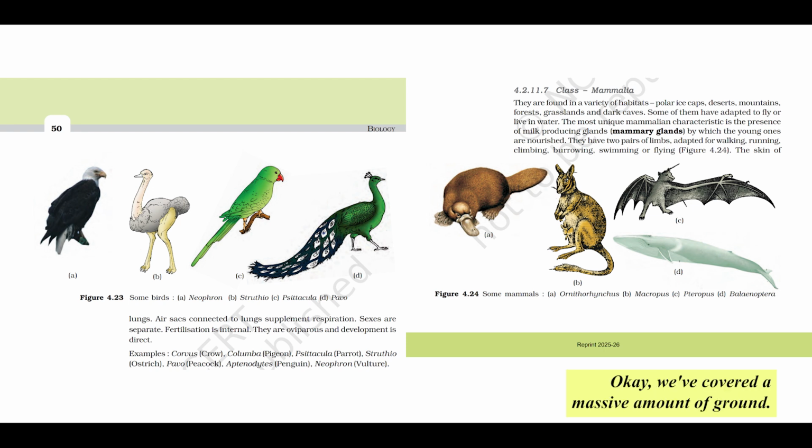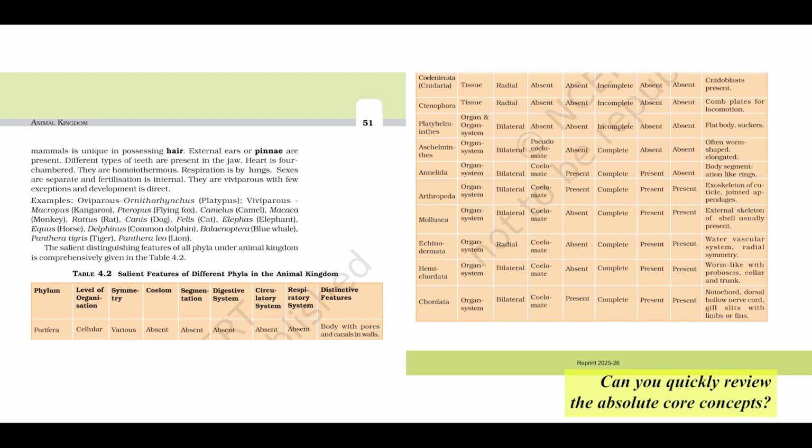Okay, we've covered a massive amount of ground. Let's try to consolidate this for exam readiness. Can you quickly review the absolute core concepts? Definitely. Let's do a quick recap to solidify the key takeaways for your exams. We started by establishing the fundamental features used for classifying the animal kingdom. Remember these pillars? Levels of organization.